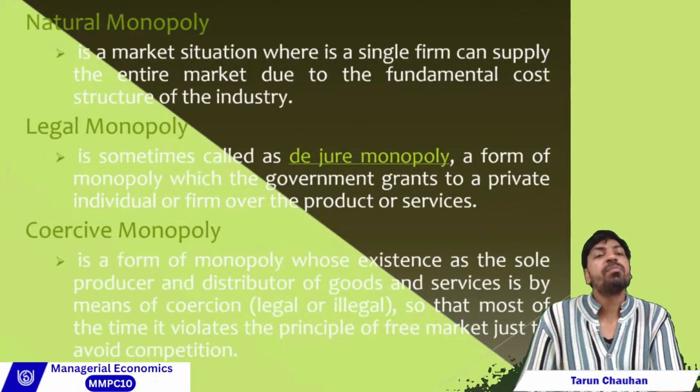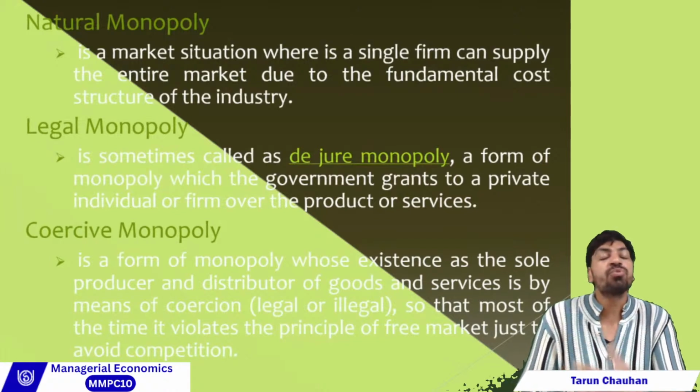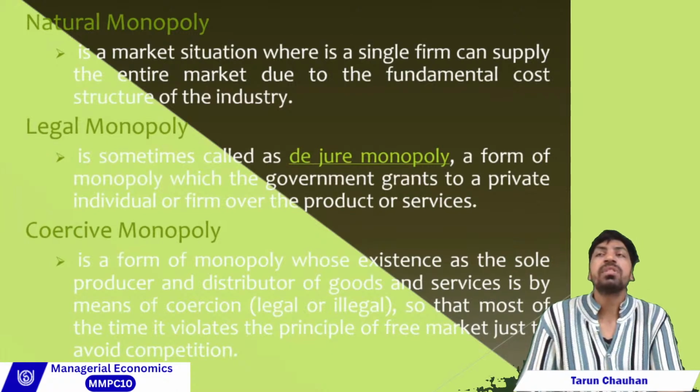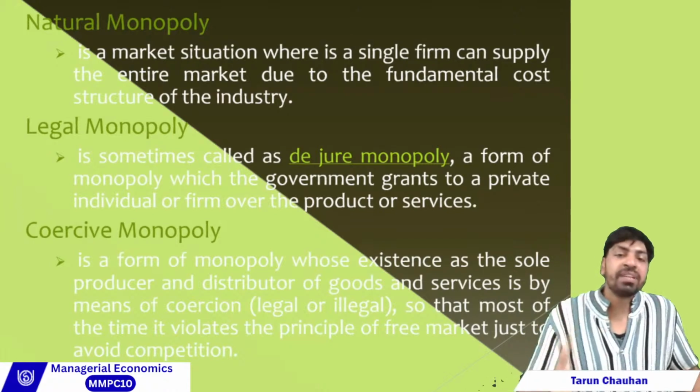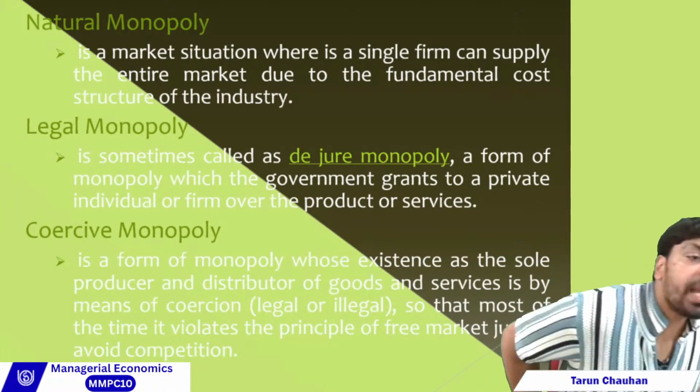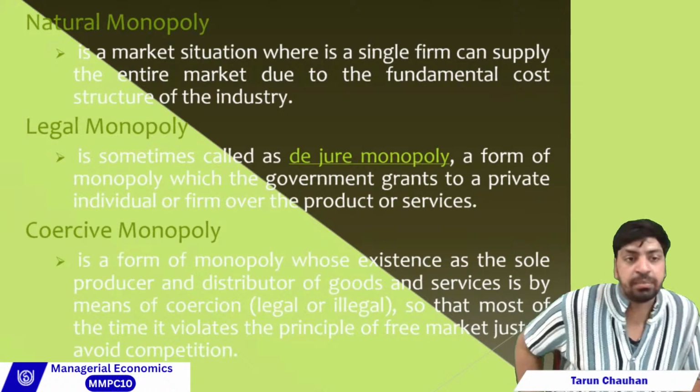There are types of monopoly. The first one is natural monopoly. A natural monopoly is a market situation with a single firm who supplies the entire market due to the fundamental cost structure of the industry. It's very simple to understand. The same definition will also apply to a monopoly as well.